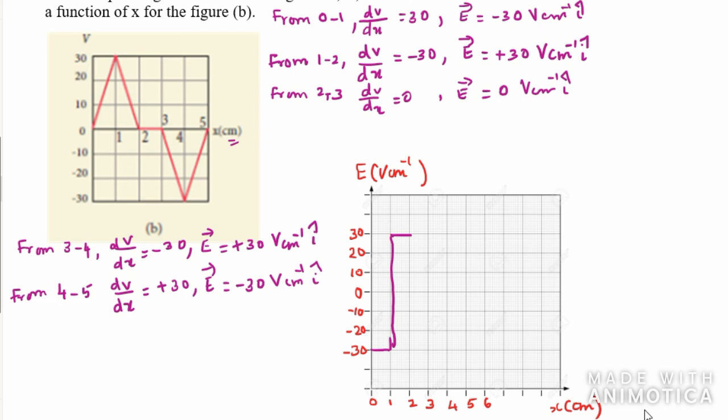From 2 to 3 it becomes 0. So it comes to this value and the graph goes like this. Then 3 to 4 it is plus 30. Again it goes back up to plus 30. And 4 to 5 it is minus 30. So the electric field is coming down to minus 30. So this is the graph for electric field versus distance.